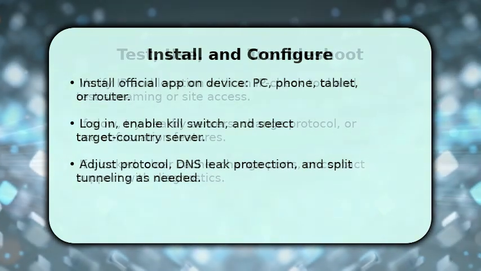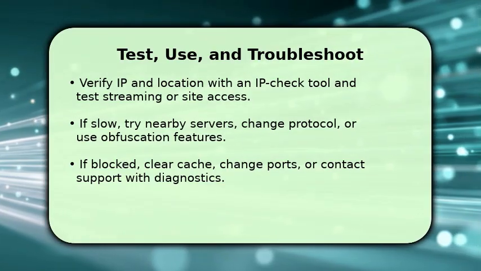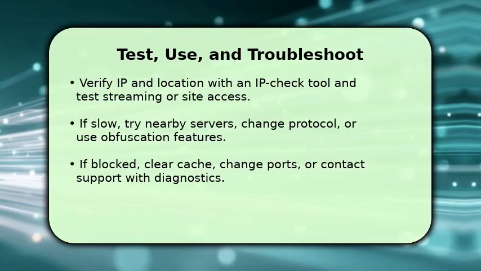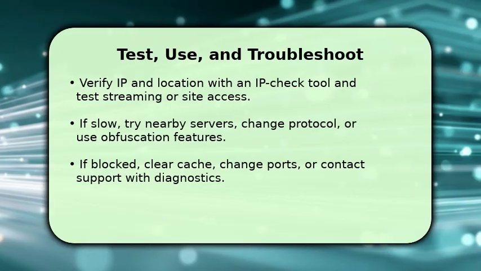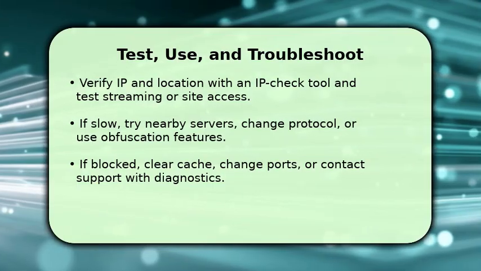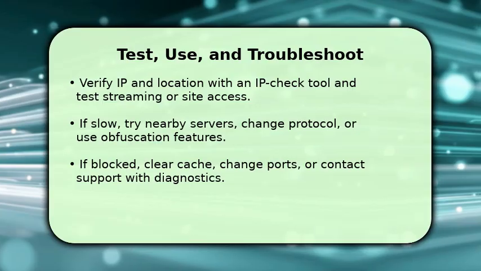You finish by testing and using the VPN. Confirm your IP and virtual location with an IP check tool and load the services you need. If performance is poor, switch to a different server in the same country, try another protocol, or enable obfuscation to bypass blocks. If a site is still blocked, clear browser cache, change VPN port, or use the provider's smart DNS.